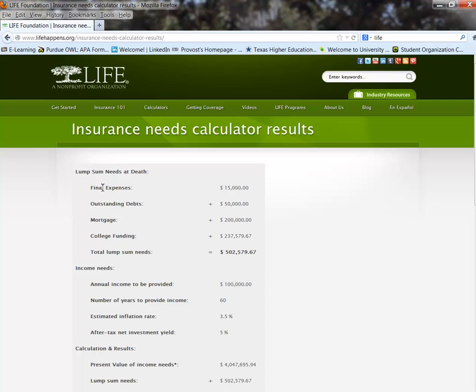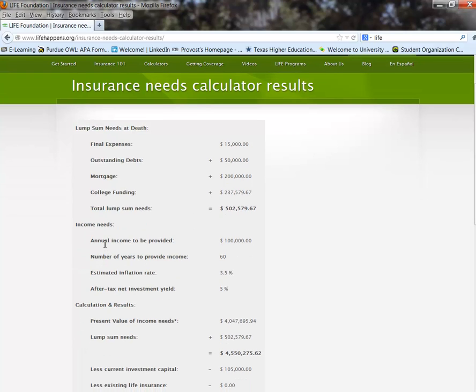This is a great summary. What it tells me is that my lump sum needs at death, the final expenses, are my $15,000 plus my outstanding debts plus the mortgage and then college funding. Total lump sum needs is $502,579. So that's what I would need immediately. So I know at least immediately I need $500,000 of life insurance.